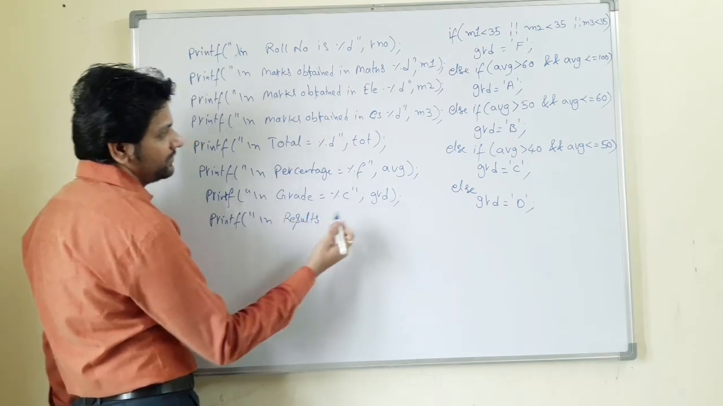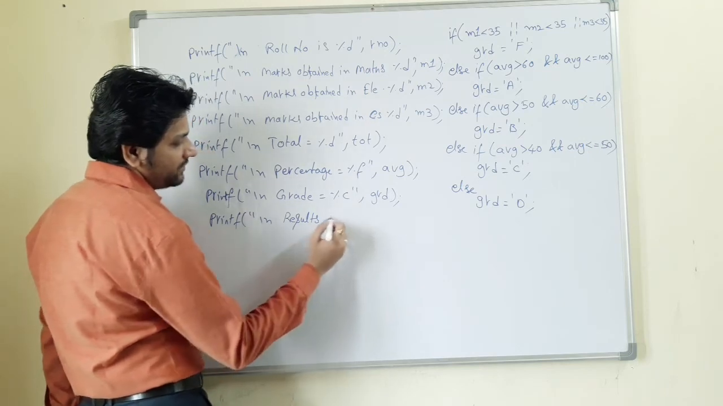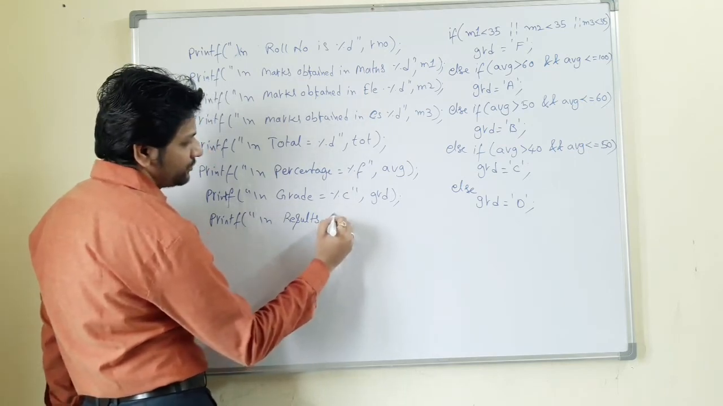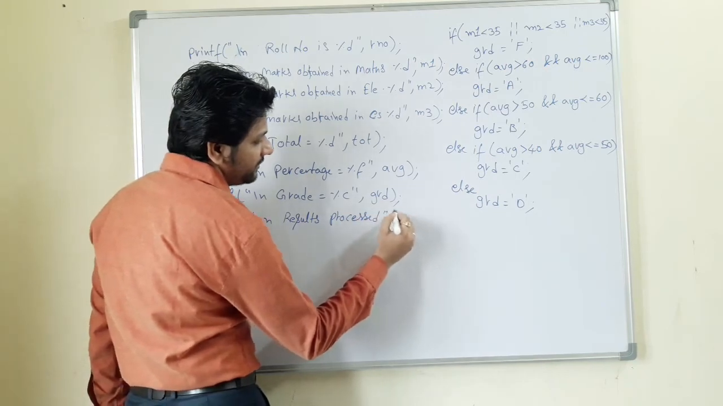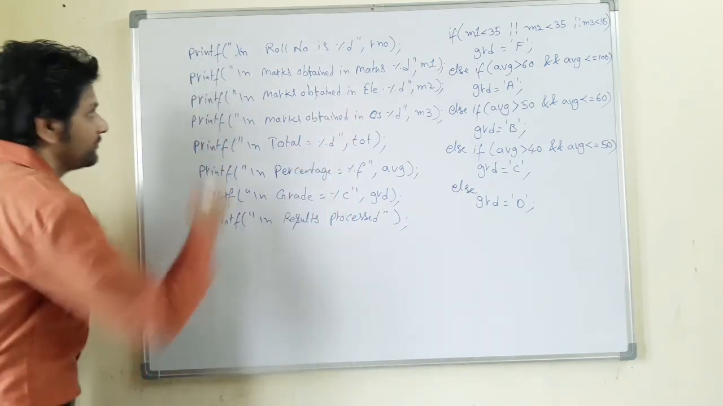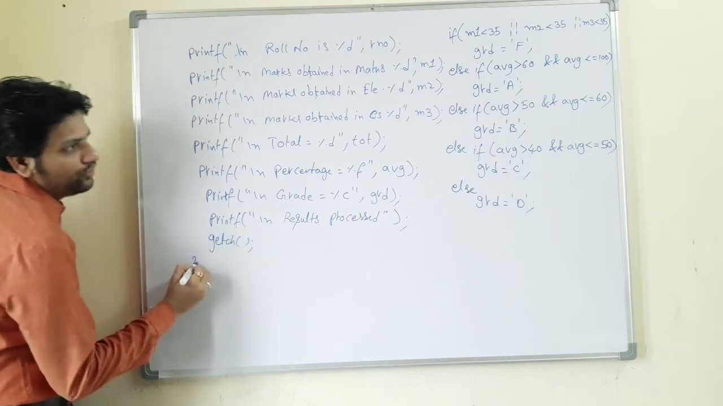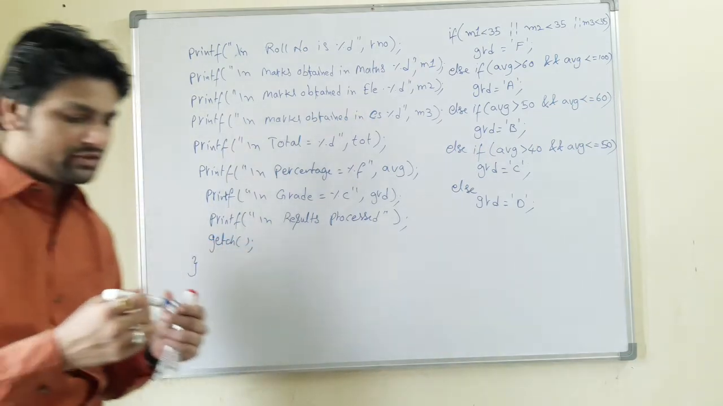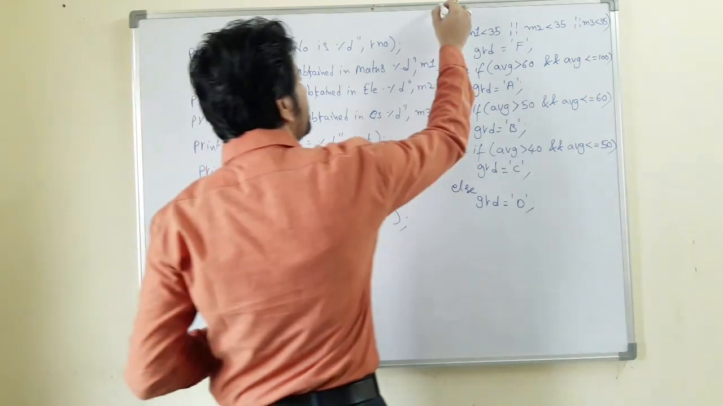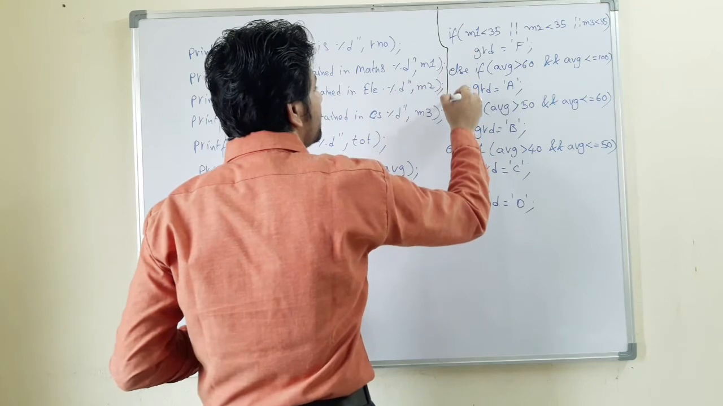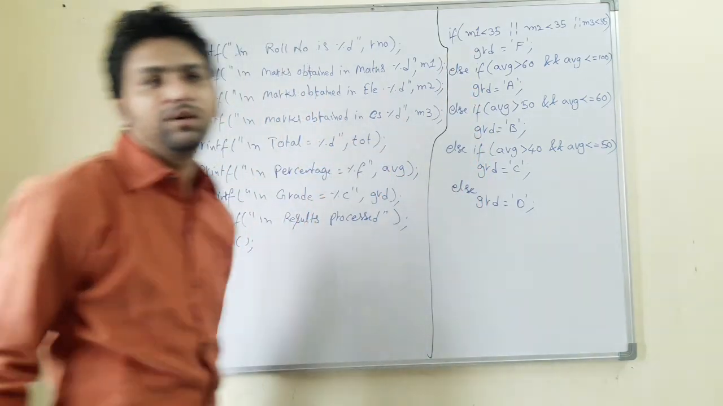Results processed. Whatever results we get, so this is about results, and finally getch and close our main method. So that is there in the previous video. Okay, so this is the thing.